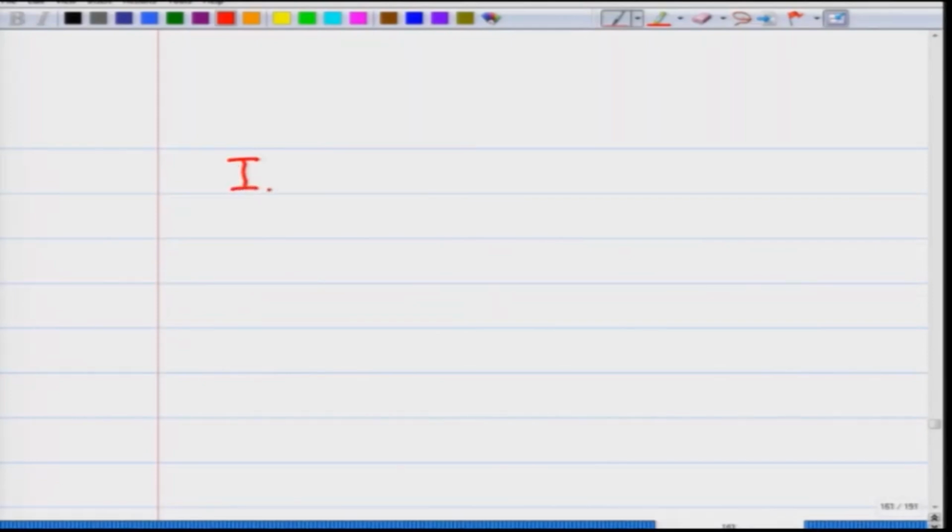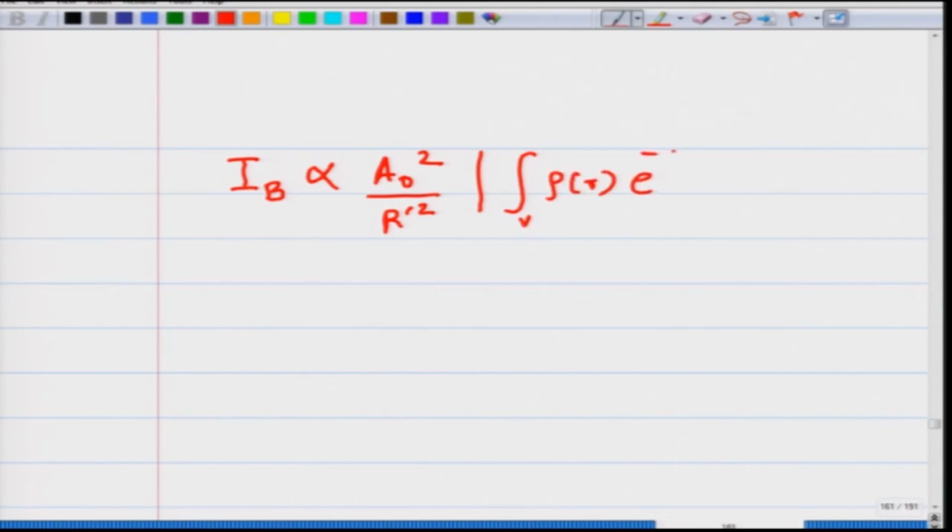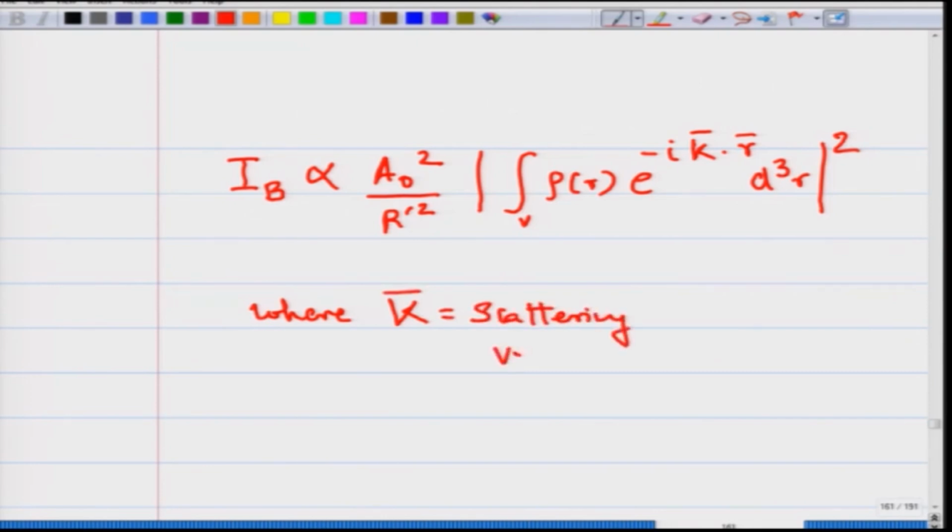The intensity at point B is proportional to A naught square divided by r' the whole square, times the integral over the volume of rho of r e raised to minus i K·r d cube r, the whole square, where K is the scattering vector and it is equal to k' minus k, the scattered wave vector k' minus the incident wave vector k. We will look at the consequences of this in the next lecture.